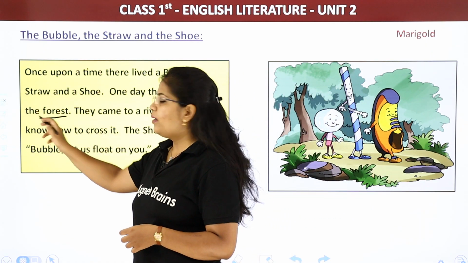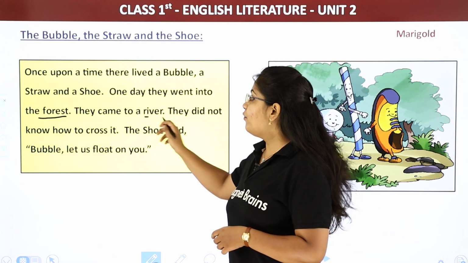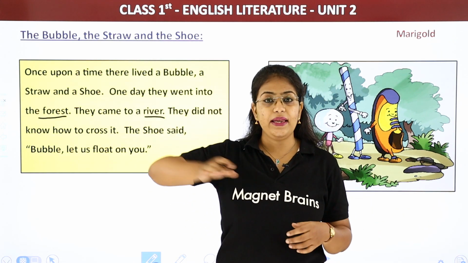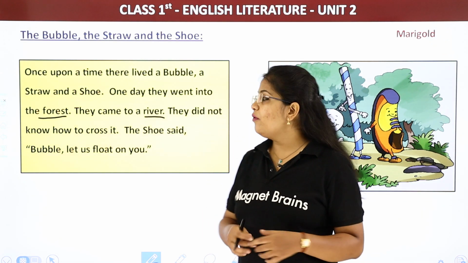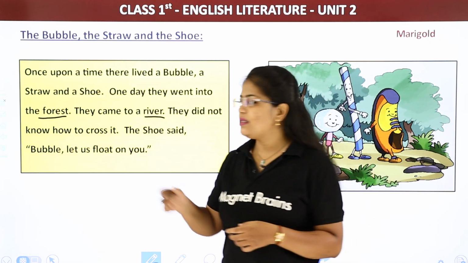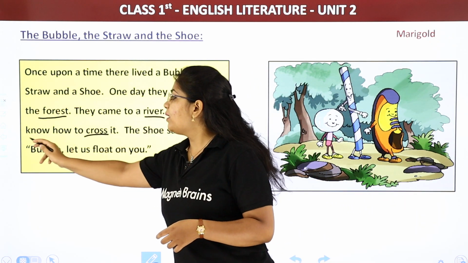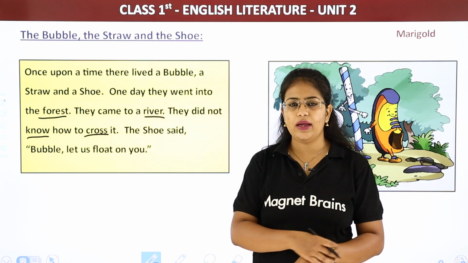Forest is jungle, है ना? They came to a river. वो एक पानी के तालाब के पास आते हैं, ठीक है? They did not know how to cross it. उनको नहीं पता था कि वो इसको कैसे क्रॉस करेंगे, ठीक है?